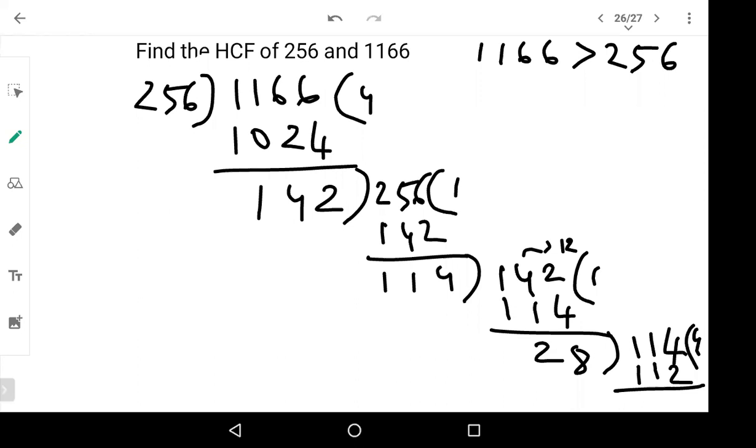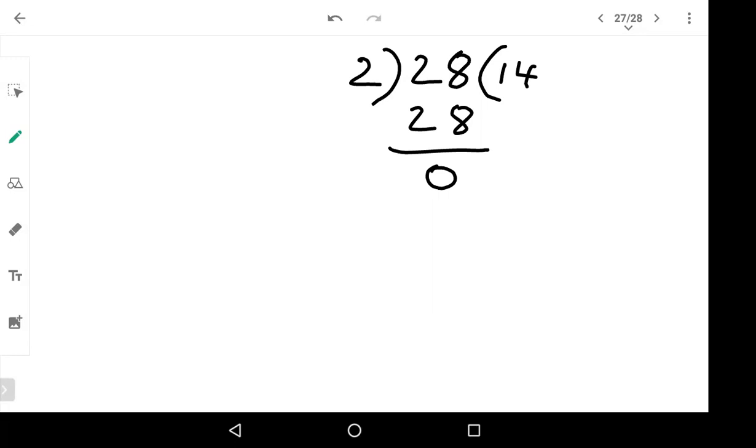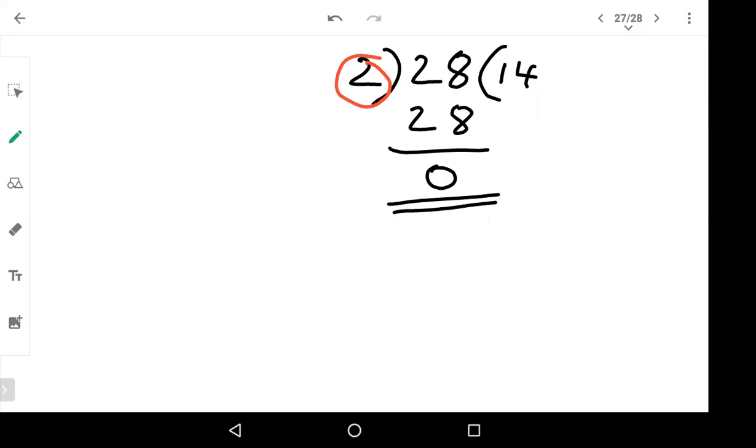I'll just add another page here so we can continue. Okay. So 114 minus 112, we get 2 as the remainder, right? So for 2, which is the number should I take it down now? 28. So 2 14s are 28, 2 1s are 2, 2 4s are 8, correct? So I get 0 as the remainder. Now I can easily say, since 2 is the last number where we got remainder as 0, so the HCF is equal to 2.